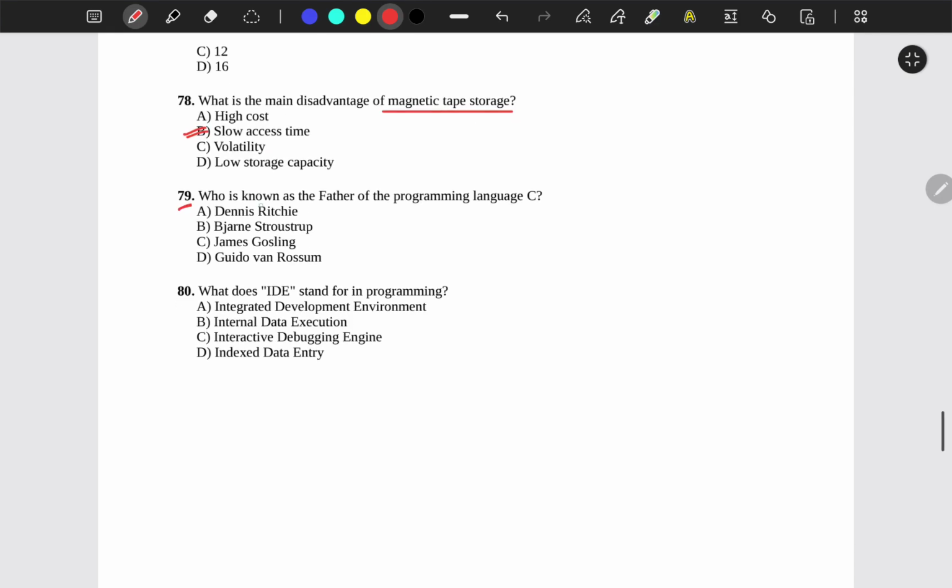So 79, who is known as the father of programming language C? Okay, programming language C. So C को दुईटा क्वेशन आइसक्यो, C++ भनेर. So 79, Dennis Ritchie छ, John Strostrups or James Gosling, Guido van Rossum हैन. So यसको सिधै आन्सर चाहिँ is A, okay, Dennis Ritchie.